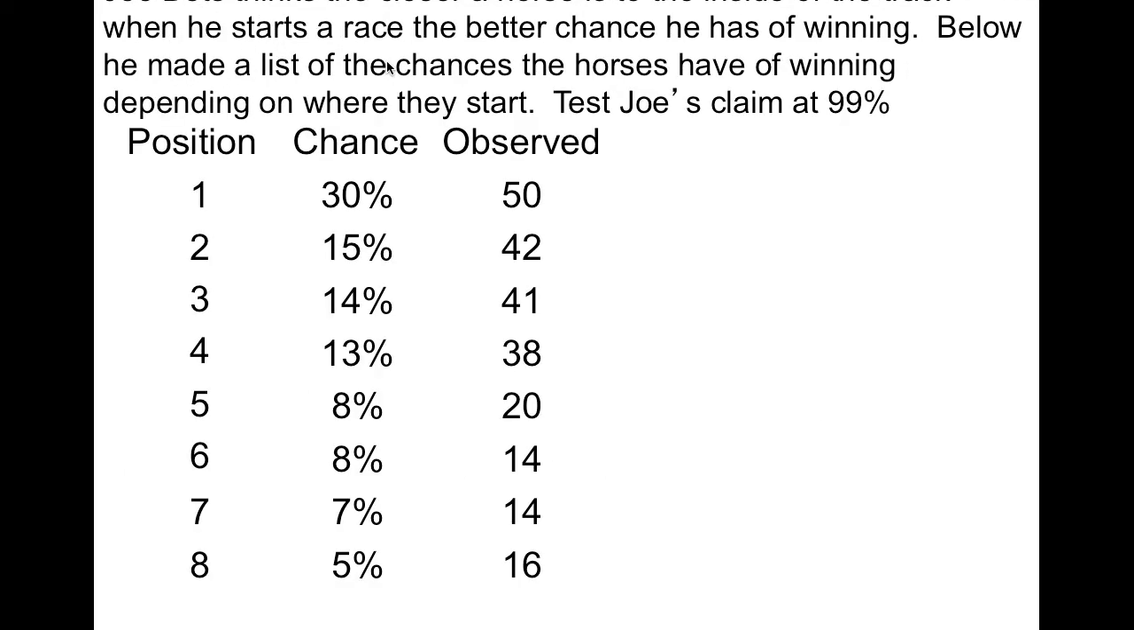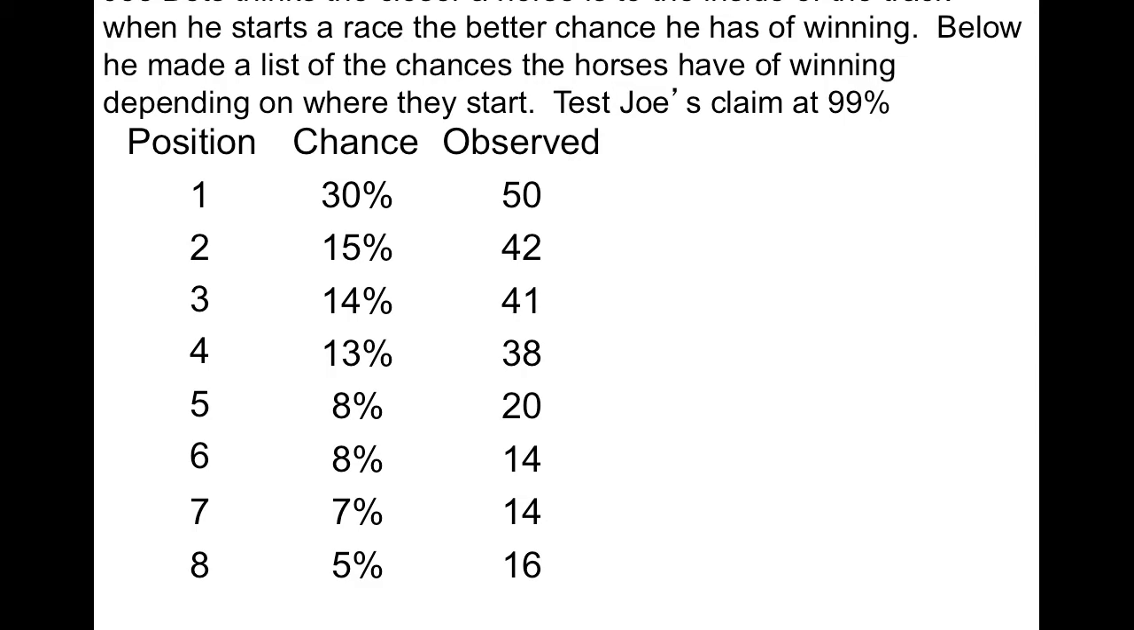Okay, for this example, Joe Bets thinks the closer a horse is to the inside of the track when he starts a race, the better chance he has of winning. Below, he made a list of the chances the horses have of winning depending on where they start. Test his claim at 99%. Now this time it's not saying position 1 to 8 has an equal chance. It's giving us a percentage for each one, and each one is different. So really what you should do is write out each one equal to that percentage.